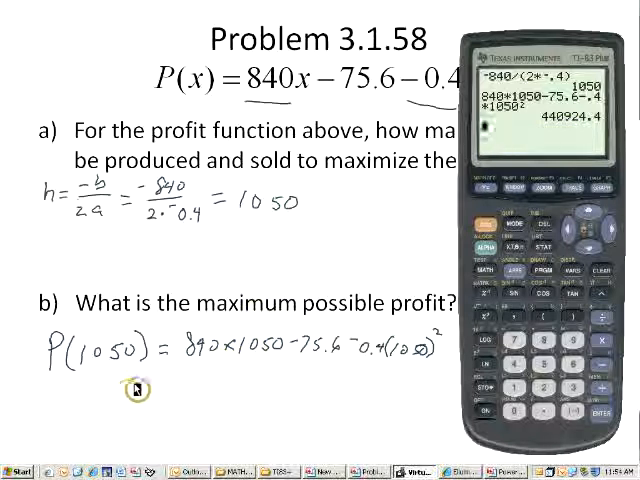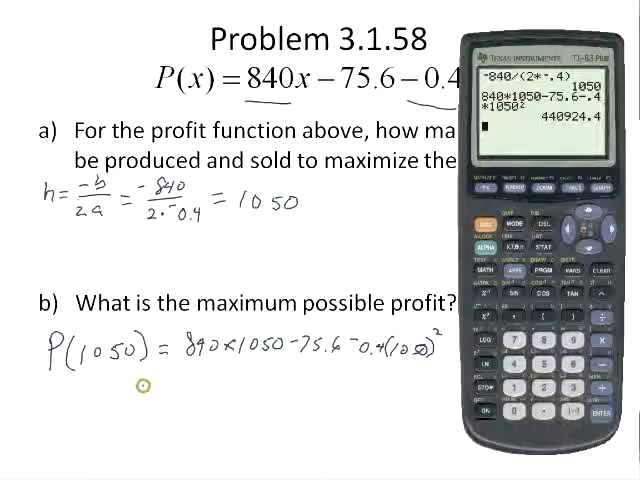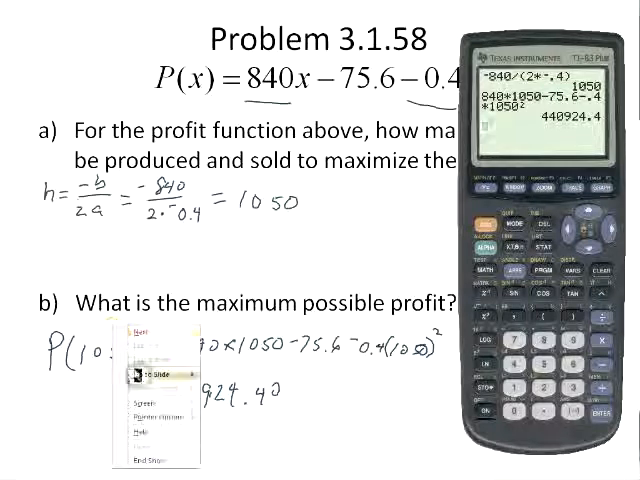Let's see if that's the same answer as my book has. Yes, it is. And so this gives us an answer. This is going to be equal to 440,924. And if you want to be super accurate, we can put in 40 cents, right? And this would then be in dollars. And this then completes our problem number 58 from section 3.1.